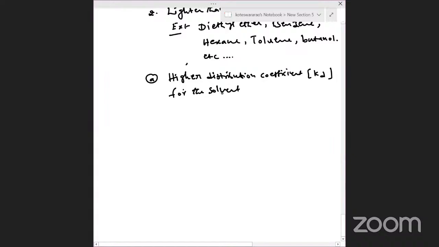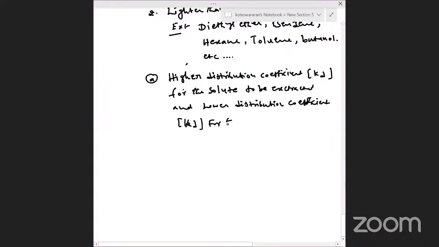For the solute that is to be extracted, and similarly, a lower distribution constant or distribution coefficient, that is the Kd, for the unwanted or undesired impurities or compounds.